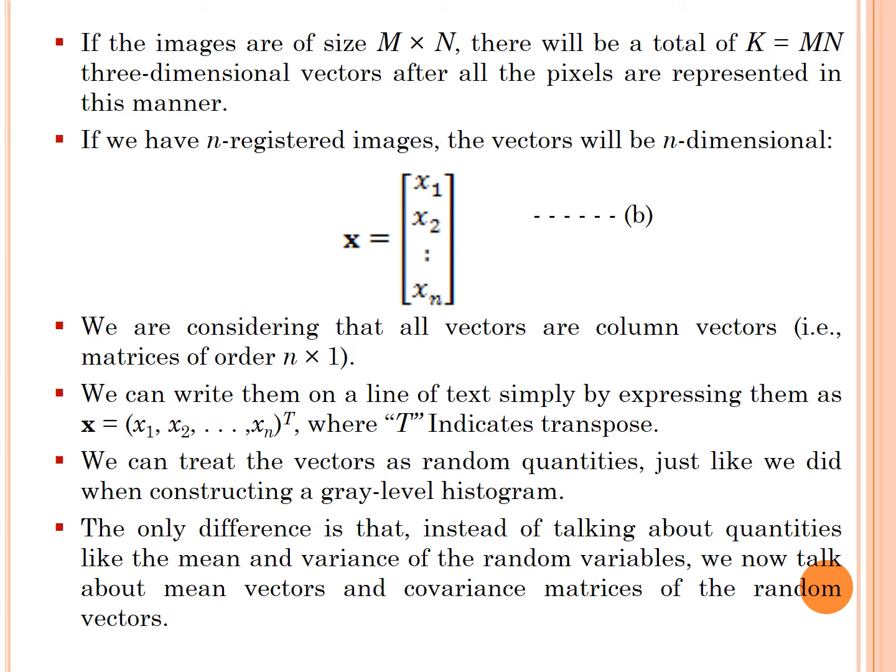We can treat the vectors as random quantities just like we did when constructing a gray level histogram. The only difference is that instead of talking about quantities like the mean and variance of the random variables, we now talk about mean vectors and covariance matrices of the random vectors.